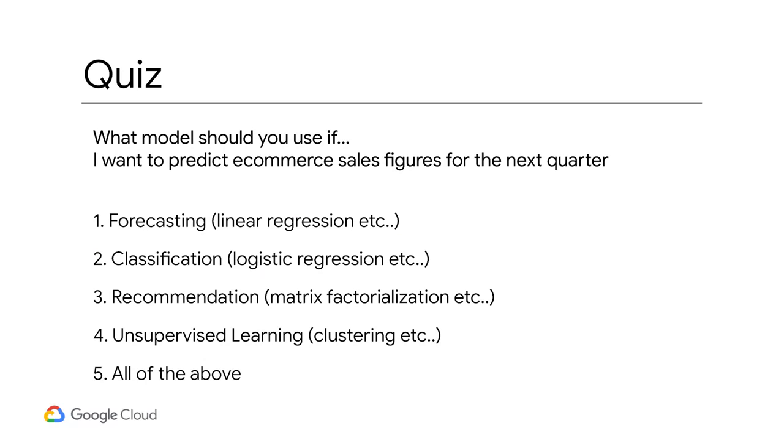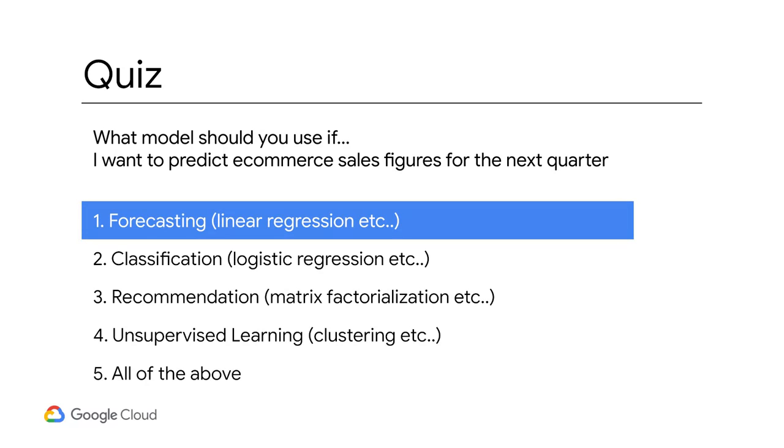Let's say you want to predict the e-commerce sales figures for the next quarter. Which one of the following will you use? 1. Forecasting. 2. Classification. 3. Recommendation. 4. Unsupervised learning. Or 5. All of the above. Can you tell? The correct answer is 1. The forecasting method using a linear regression or other regression models.